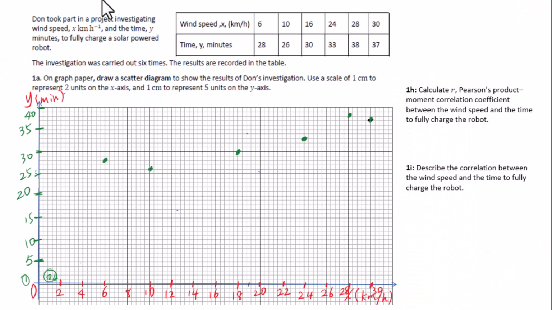This video is about Pearson's product moment correlation coefficient. Don took part in a project investigating wind speed x km/h and the time y minutes to fully charge a solar-powered robot. 1H. Calculate r, Pearson's product moment correlation coefficient, between the wind speed and the time to fully charge the robot.